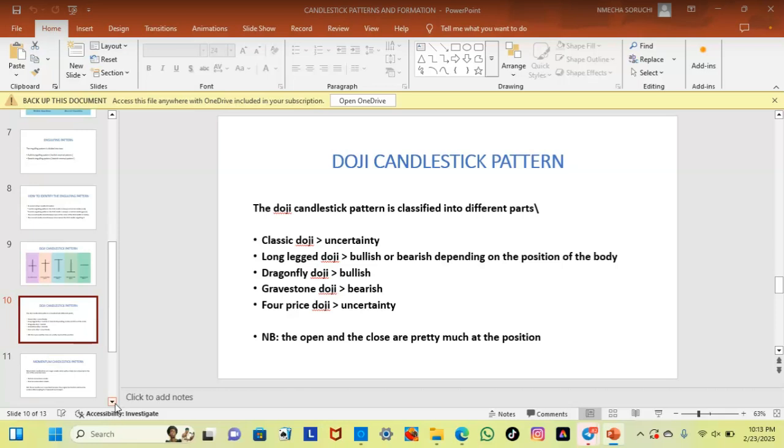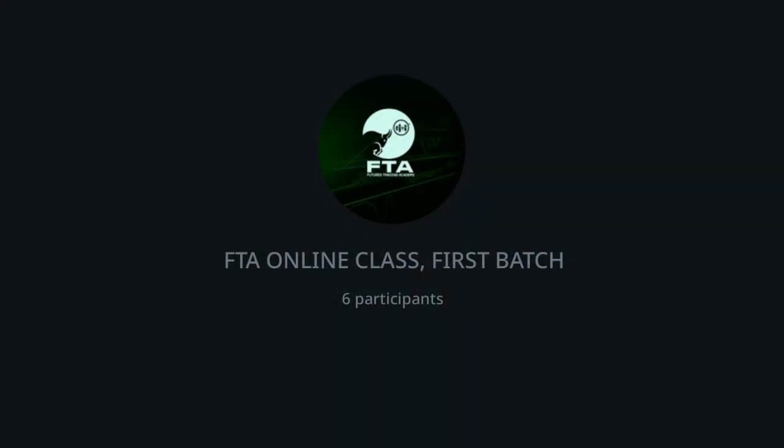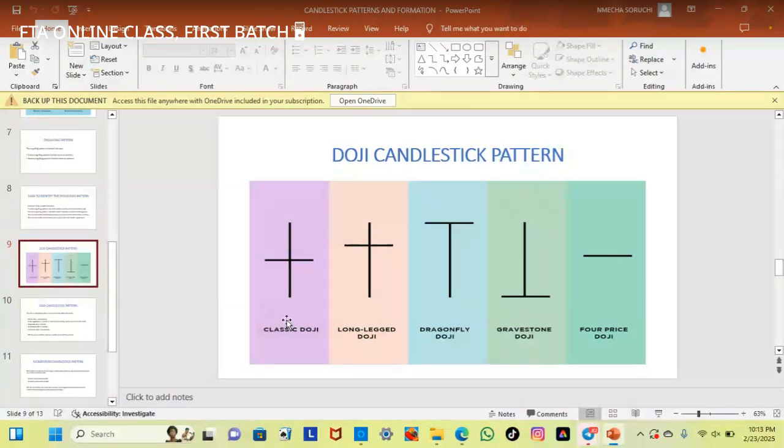It is classified into different parts. From the diagram, you can see we have the classic doji, the long-legged doji, the dragonfly doji, the gravestone doji, and lastly, the four price doji. So these are the classes of the doji candlestick pattern.